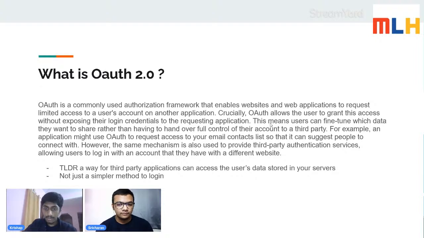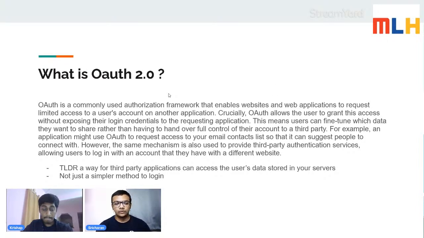So this means that users can fine-tune which data they want to share with a third-party application. When you log into Google, after you do the normal password thing, Google asks you what data you want to share with it. That's the whole thing about OAuth. It allows you to control the amount of data you share with the third party.